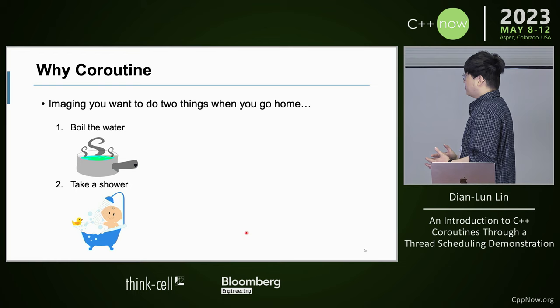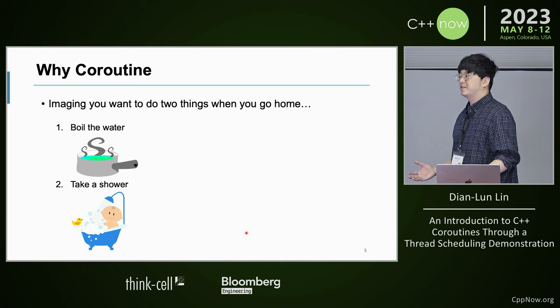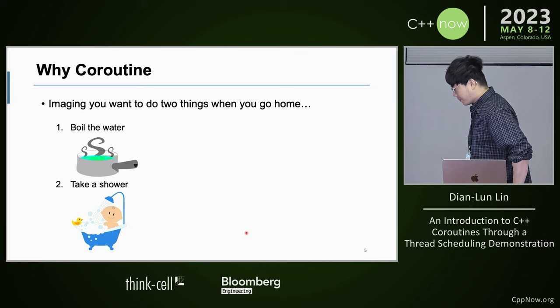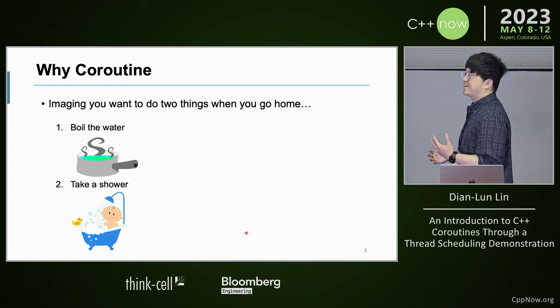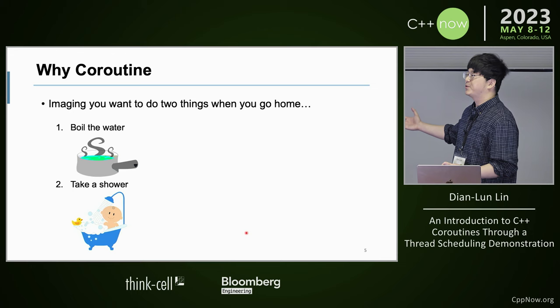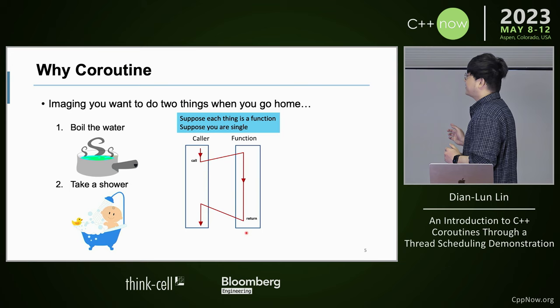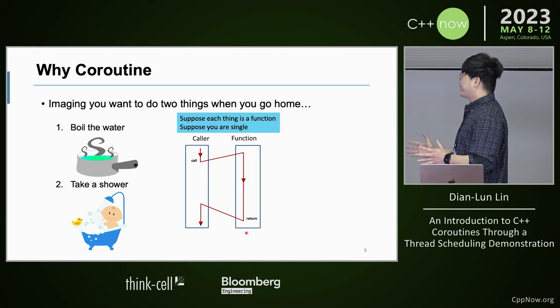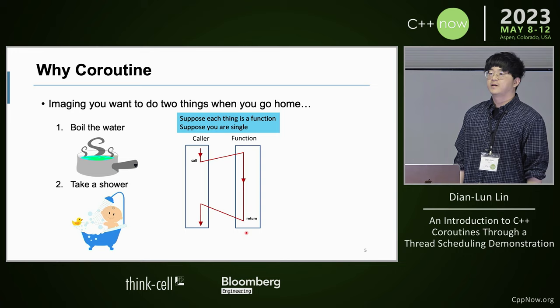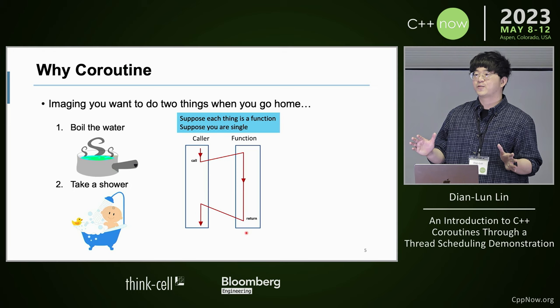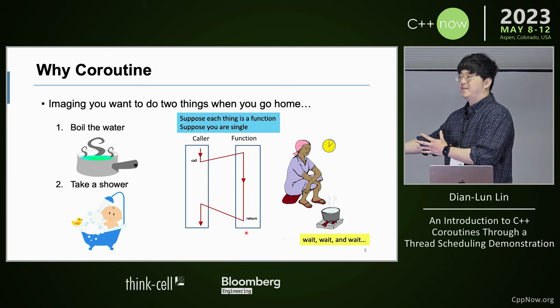So why do we want to use coroutines? What's the motivation of using them? We already have functions, and it seems like they work pretty well. Imagine you want to do two things when you go home. You got tired, and all you want to do is to boil the water and then get a hot drink, and you also want to take a shower. Suppose each thing is a function. Suppose you are single, you live alone. What you can do is to boil the water first and take a shower, or you can take a shower first and then boil the water. But no matter what you do, you always need to go to the kitchen and heat the water, and you need to wait until the water is boiling because it is a function.